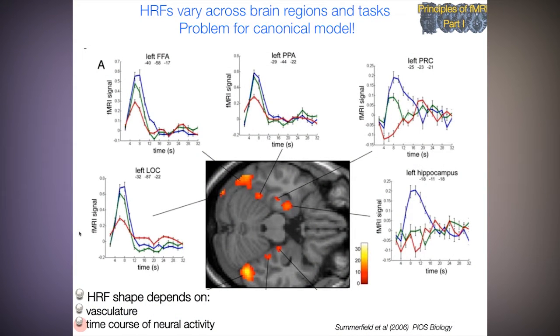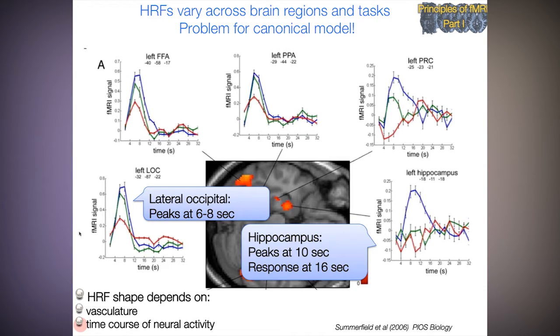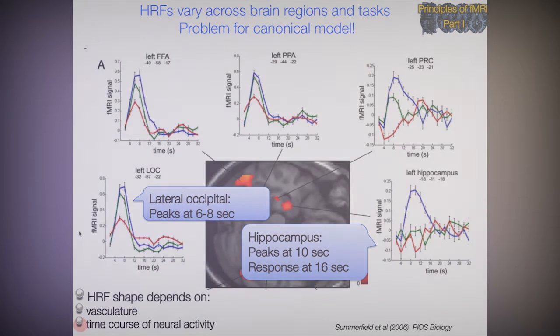Another way to see this is within one experiment, HRFs can vary substantially across brain regions. Why is this? Because different brain regions are doing different things, and they're activated for different periods of time during the task. So in this study, this is a memory experiment, what we can see is that the lateral occipital complex shows a fairly typical hemodynamic response, peaking at 6 to 8 seconds, and it's gone by about 12 to 14 seconds. But the hippocampus shows a very different profile. It peaks at 10 seconds or later, and it still shows a substantial response at 16 seconds post-stimulus. So a canonical HRF model is not going to capture this response very well.